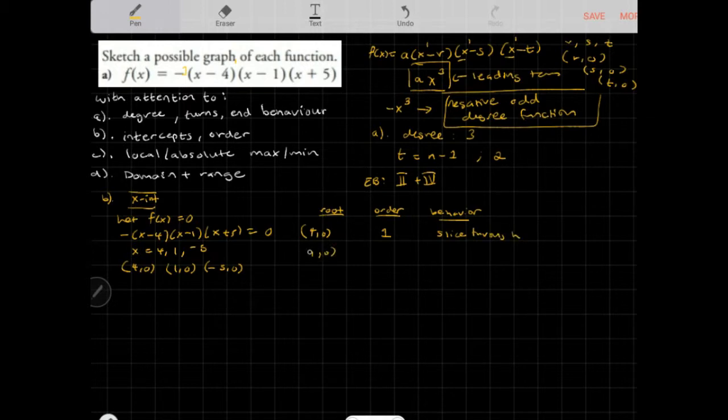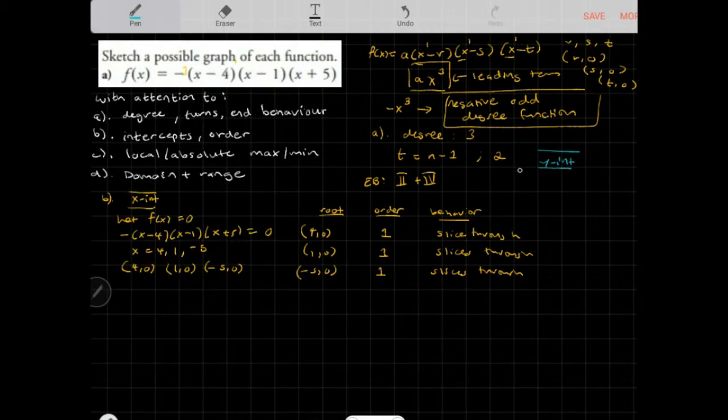The root (1, 0) here has an order of 1. This also slices through that point as well. And the other point, (negative 5, 0), has an order of 1, and it also slices through. Okay, so that is our order. And you also want to look at your y-intercept.